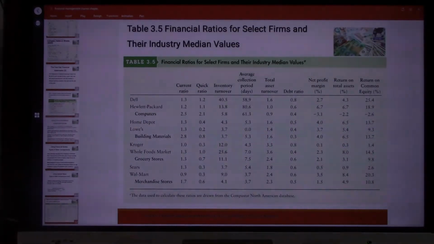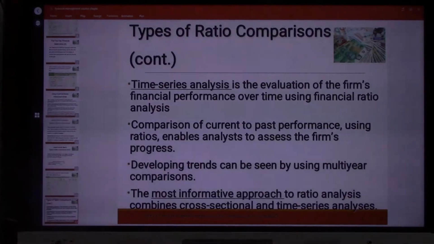As you see, we have computers. This refers to the industry average. For example, it's 2.5, 2.1, and so on. But through the comparison between each ratio and the industry average, we could determine whether this is good or bad.